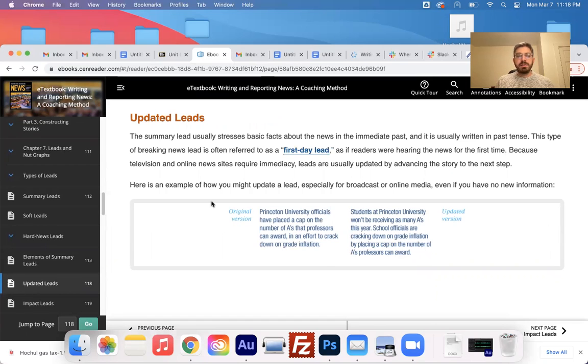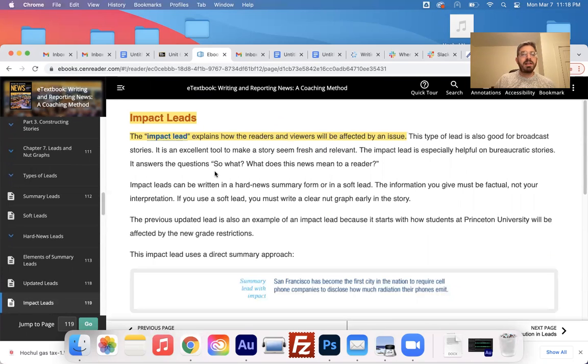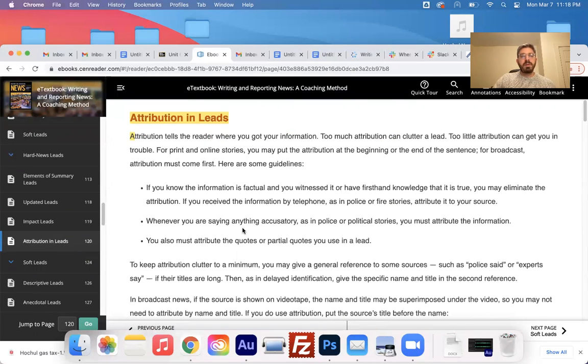Updated leads. Impact leads. The impact lead explains how the readers and viewers will be affected by an issue. Attribution in leads. Attribution tells the reader where you got your information.